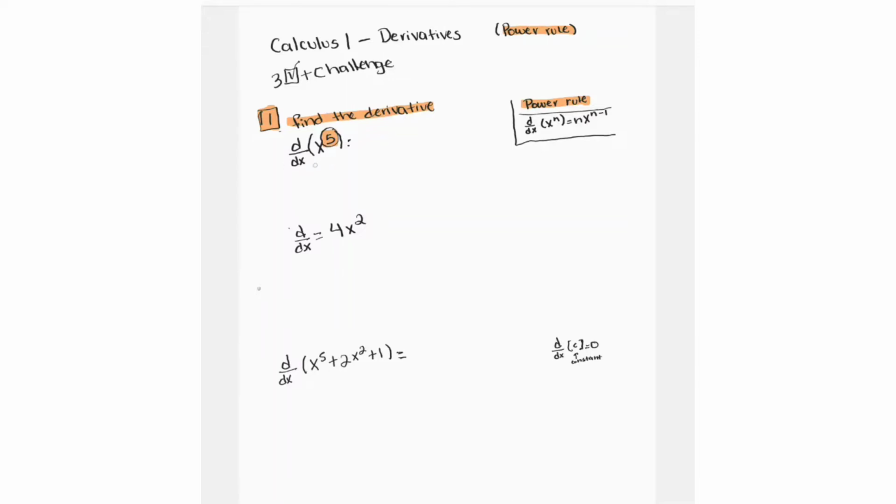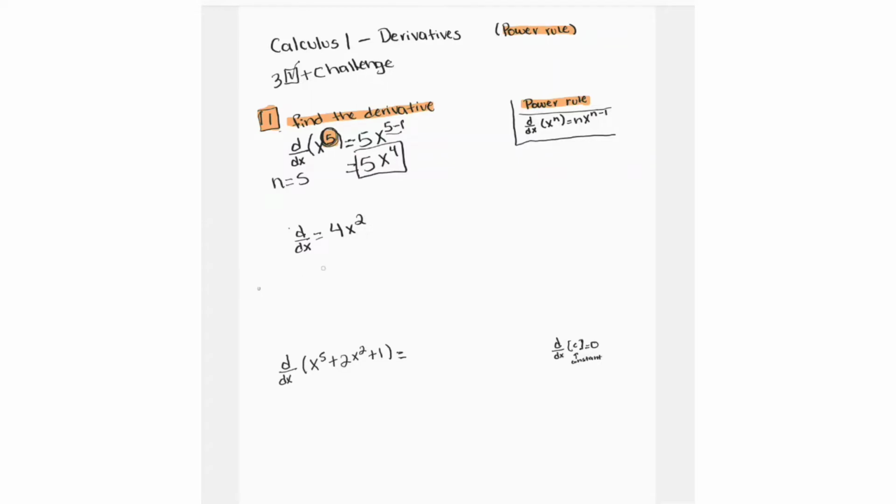The first thing that we have to do is see which is the value of n, and here we can see that the value of n is 5. So now let's use the power rule. The value of n is equal to 5, so the derivative is 5 times x raised to 5 minus 1, which is 4. And this is the answer.